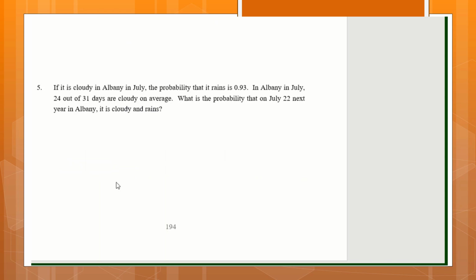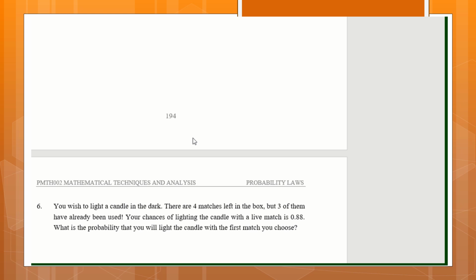Okay, so that's how you do number 4. Number 5, if it is cloudy in Albany in July, the probability that it rains is 0.93. In Albany in July, 24 out of 31 is cloudy. When you see if and all that, it would be a tree diagram. So cloudy, not cloudy. 24 out of 31 is cloudy, 7 out of 31 would be not cloudy. If it is cloudy, the probability that it rains, that means cloudy, it will rain, not rain, will be 0.93. Not rain, 0.07. So you draw the tree diagram and try to answer the question. Okay, just try. You should be able to get it.